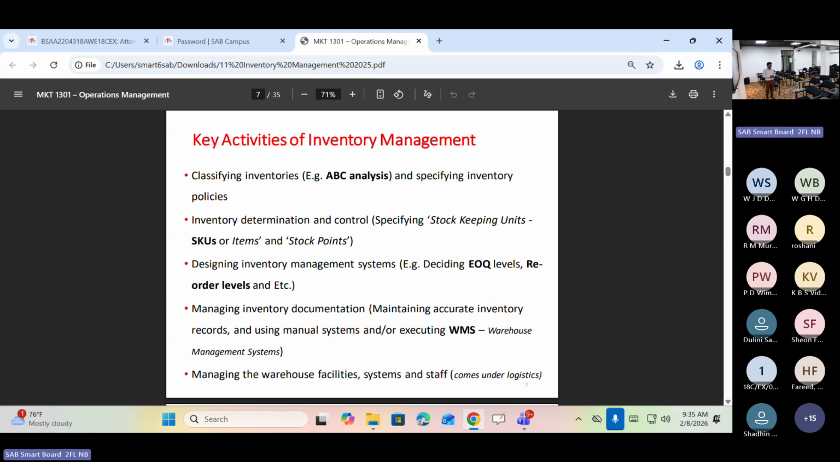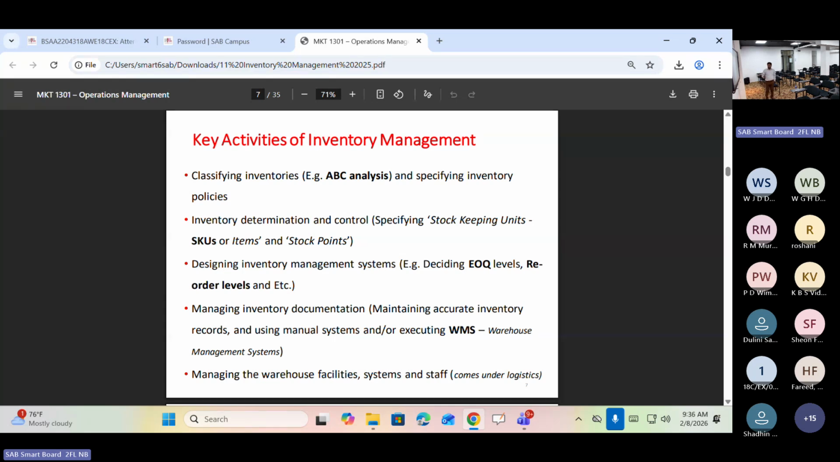There are different types of inventory management systems. In fact, later we will identify some of them, basic systems, and some advanced systems are also there. For example, for certain SKUs, designing EOQ level, re-order levels, and etc. Coming under designing inventory management systems, that means the procedures to follow with respect to each SKU. I will give you more details later. So these are the three main inventory management related activities that are commonly available in all the industries.